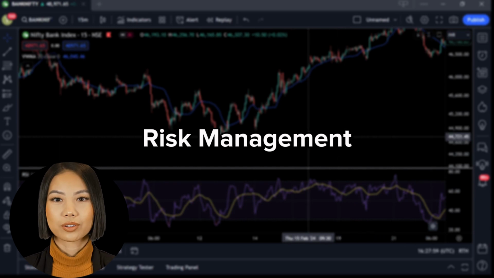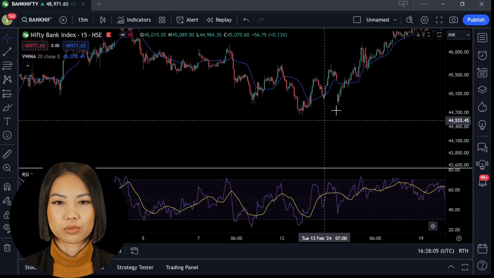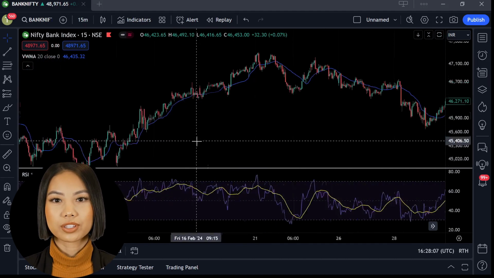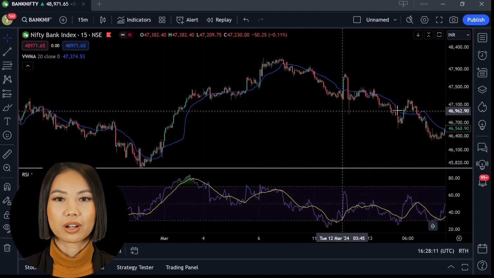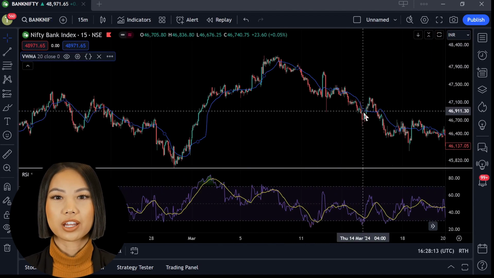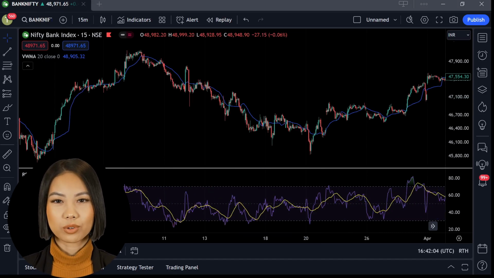Risk management. Always remember that no indicator is foolproof. It's crucial to use proper risk management techniques to protect your capital. This includes setting stop-loss orders, diversifying your portfolio, and not risking more than you can afford to lose on any single trade. That's all for today's video on the volume-weighted moving average.